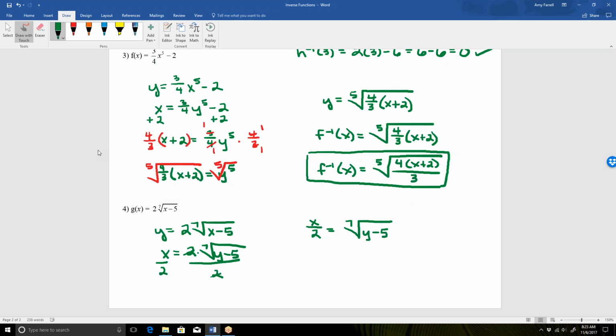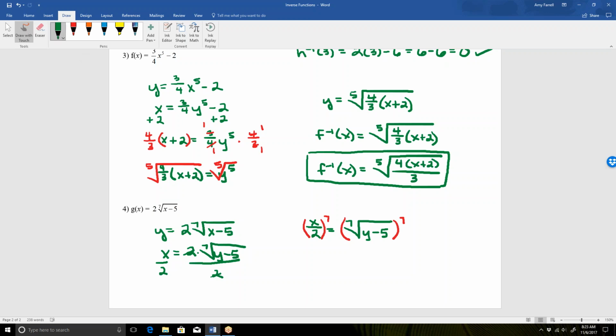Okay, then this one's a little bit different than the last one, but similar. Now we've got a radical. So we want to get rid of a radical. We're going to raise both sides of the equation to a power that is the index of the radical. So raising both sides to the 7th power is going to get rid of our radical.